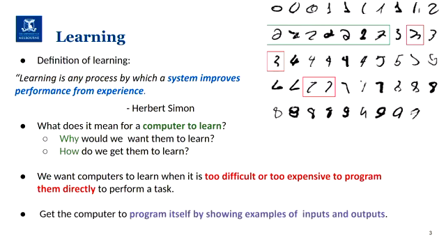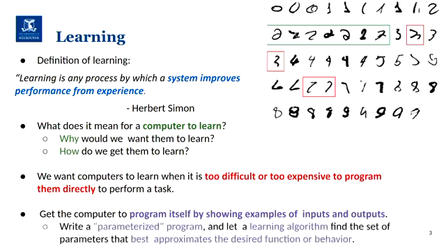Basically, what we want is to get a computer to program itself by showing examples of inputs and outputs. For instance, we want to write a parameterized program and let the learning algorithm find a set of parameters that best approximates the function or behavior we're interested in. Machine learning has been quite successful, especially these days in image recognition, given the rise of deep learning.